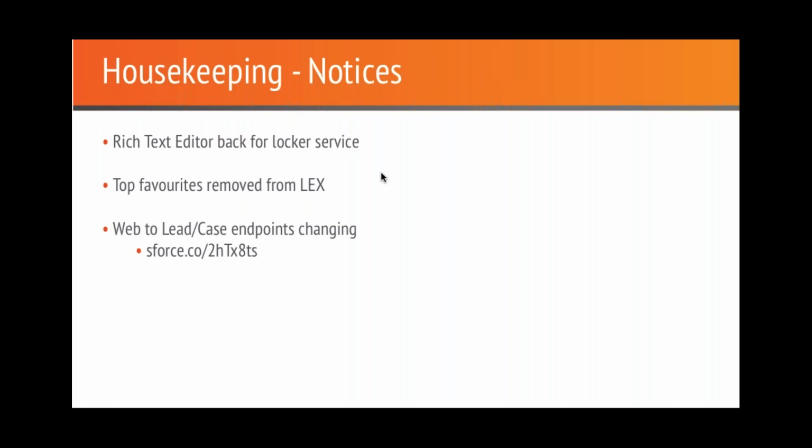A couple of additional housekeeping notices before we get on to the new features. The rich text editor is back when the Locker Service is enabled. So if this wasn't something you were aware of that had ever been an issue, then you don't need to worry about it. But basically what it meant was if you enabled the Locker Service in a sandbox or a developer edition, then the rich text editor basically was broken, not in production, but on those sandboxes or developer editions, because they were moving it over to a new editor. I think the original one was based on the CKEditor, and this is based on a new framework called Quill.